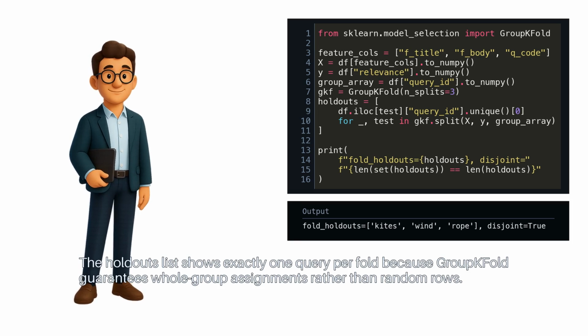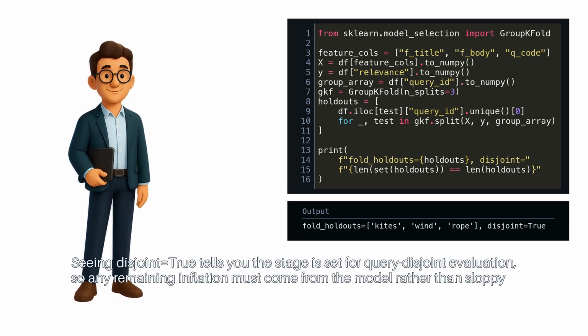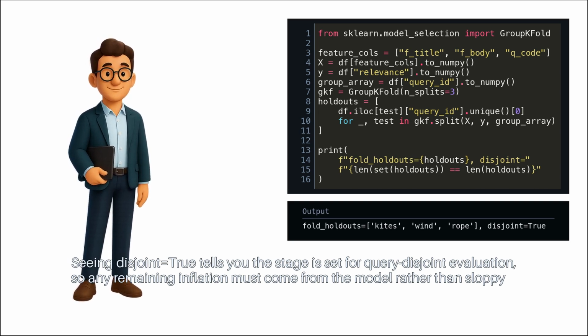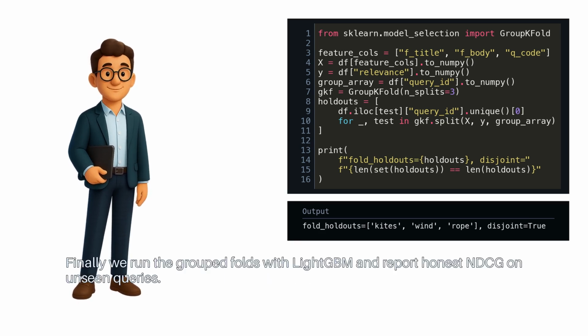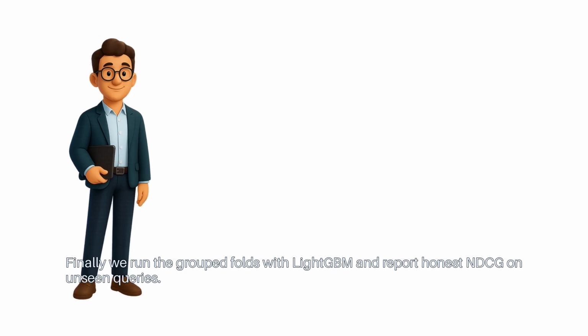The holdouts list shows exactly one query per fold, because GroupKFold guarantees whole group assignments rather than random rows. Seeing disjoint True tells you the stage is set for query-disjoint evaluation, so any remaining inflation must come from the model rather than sloppy indices. Finally, we run the grouped folds with LightGBM and report honest NDCG on unseen queries.